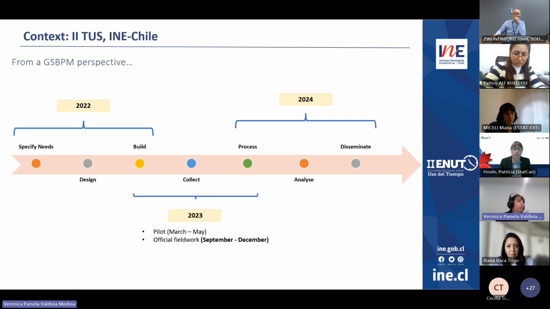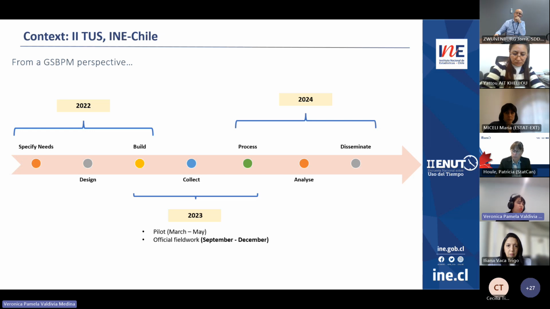We did our pilot during March through May, not only to test some of the questions, but also, as we were changing the collection method, to understand if it would work to do our official fieldwork using CAPI. So we did our official fieldwork from September to December of that year. And in 2024, we are continuing working in the processing phase and analyzing, and we are going to hopefully publish by the end of the year.